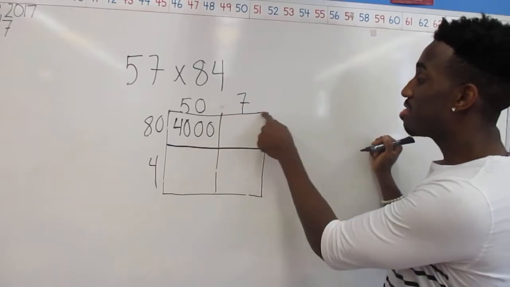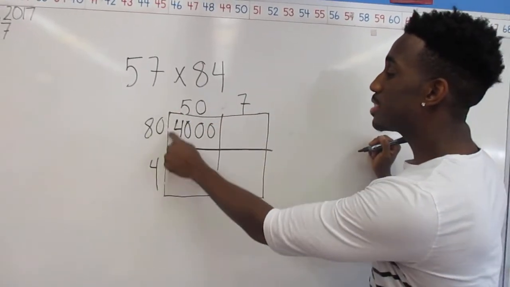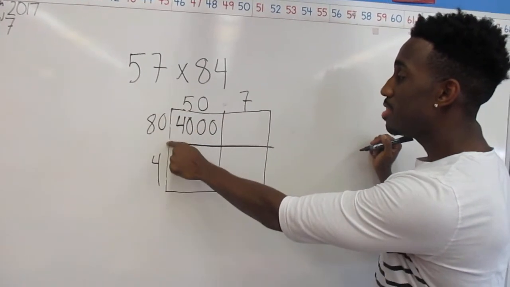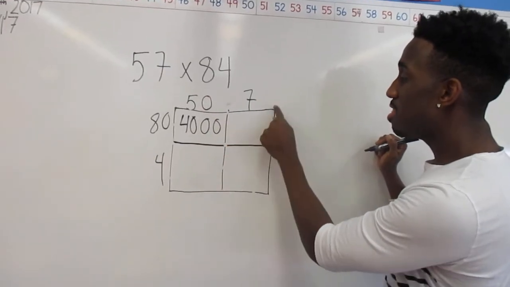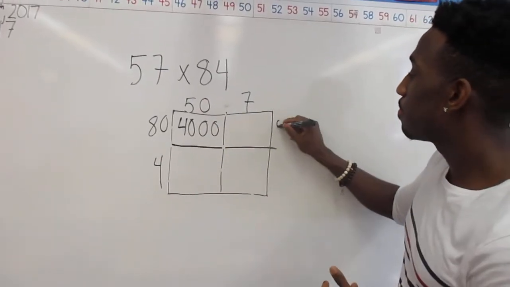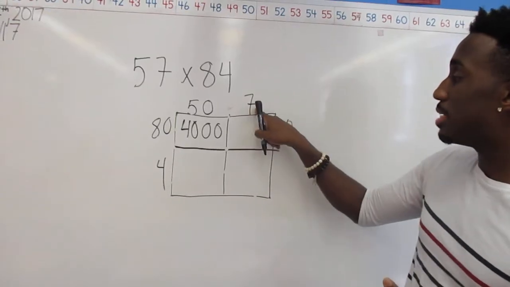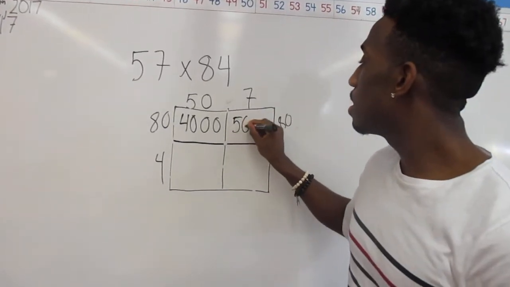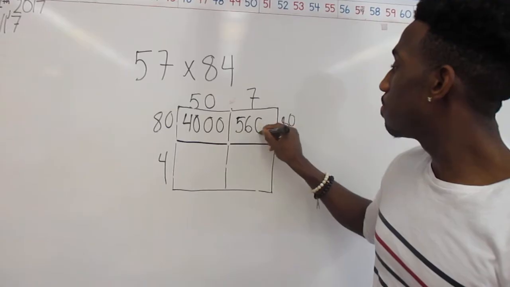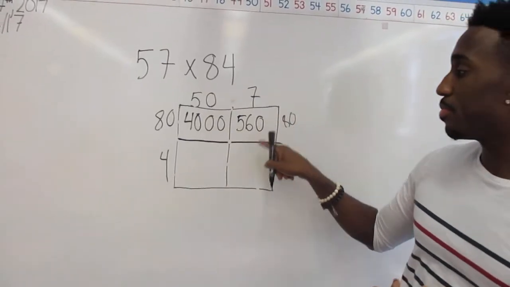Here I see this side length is 7. If this number here, this side length is 80, that means this side length is also 80, and this side length is also 80. I know that 8 times 7 is 56, and adding one more zero, because it's already there, it's 560. Great.